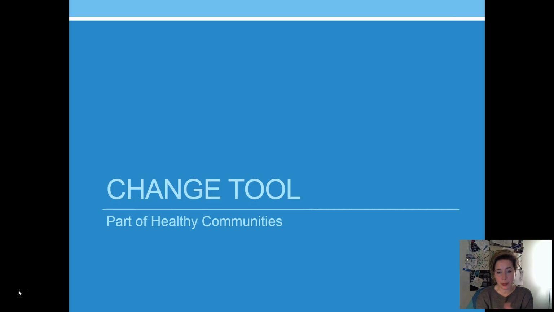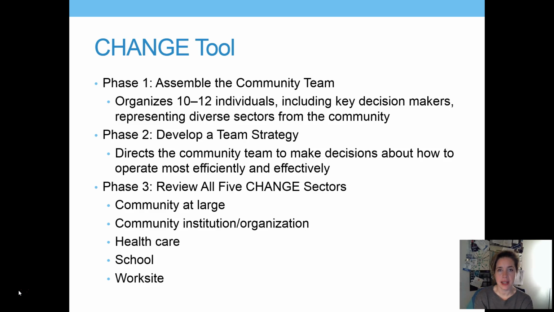So the change tool, which is part of healthy communities, looks like this, and again maps very nicely onto the generalized model we talked about in the intro. You're putting together a team. I told you this would be repetitive, right? They specify 10 to 12 individuals, which includes a bunch of different stakeholders in the community, but again, focusing on the community itself, not so much those who are outside of that community or business owners or CEOs of organizations in that community. So next would be phase 2, develop a team strategy.